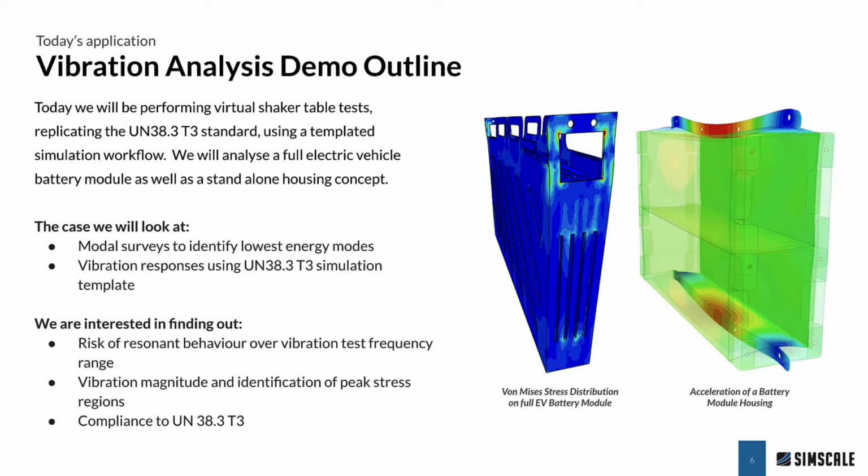The simulation will take two steps. The first step is a modal analysis to find which frequencies or eigenmodes can be dangerous during the UN 38.3 test. The second is a harmonic analysis to see the vibration response that happens during the physical test. The objective of this simulation is to quantify the risk of resonance, but also to quantify vibration magnitudes and peak stresses, and to see if we comply with the UN 38.3 standard.